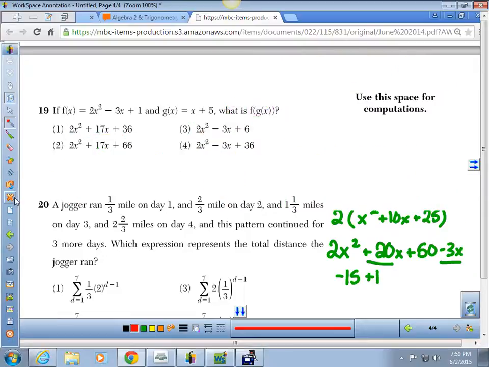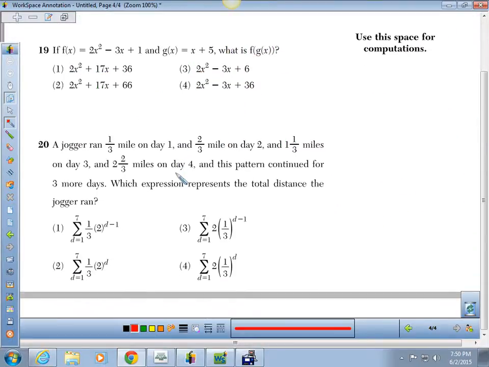20 is a recent one that we've just seen. A jogger ran 1/3 of a mile on day 1, 2/3 of a mile on day 2, 1 1/3 miles on day 3, 2 2/3 on day 4, and this pattern continued for 3 more days. Okay? So we started with 1/3, then we went to 2/3.